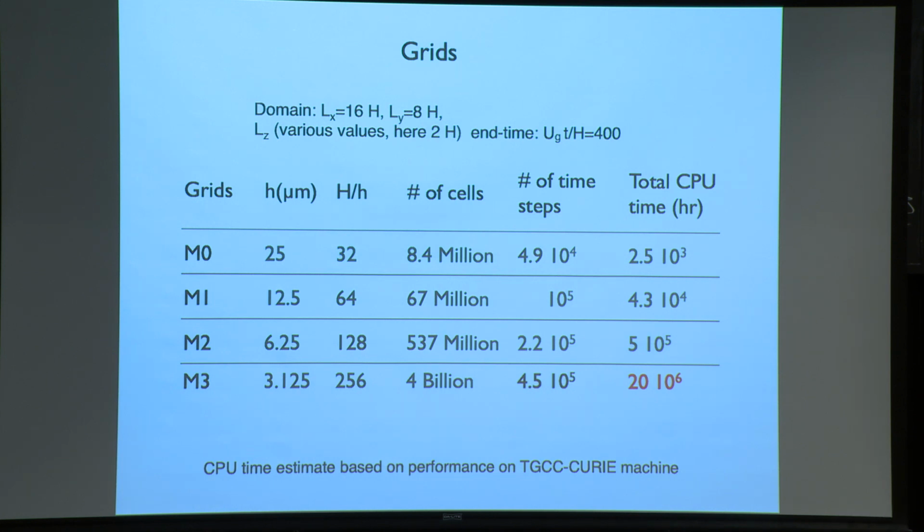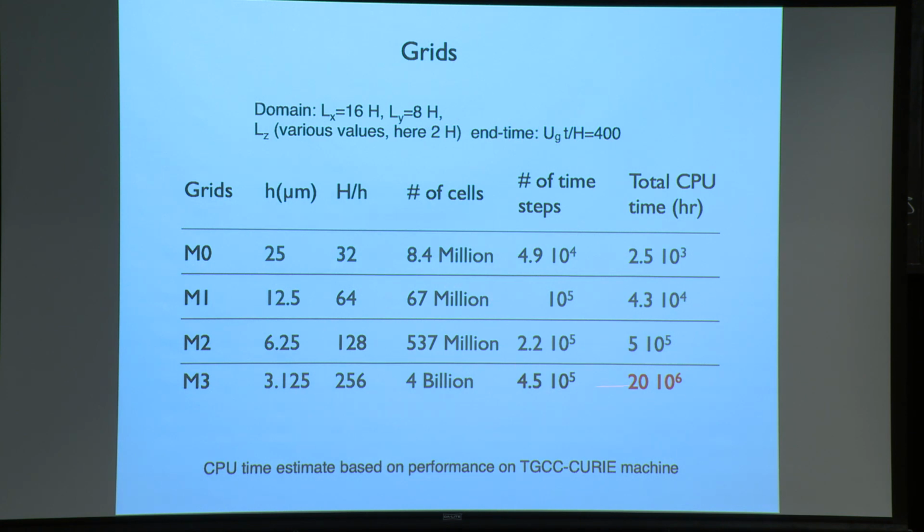To have a valid simulation, you need grids that are fine enough. So will our grids be fine enough? To figure this out, we took a sequence of 4 grids, M0 to M3. Each grid has a grid size divided by 2. So the final grid size is 3 microns. And so there are 256 points in the liquid sheet thickness, which should be sufficient to have a Reynolds number of 8,000.